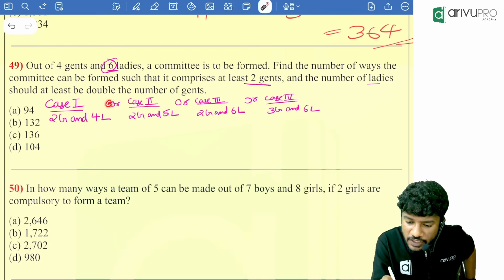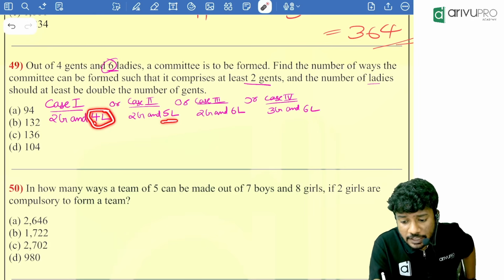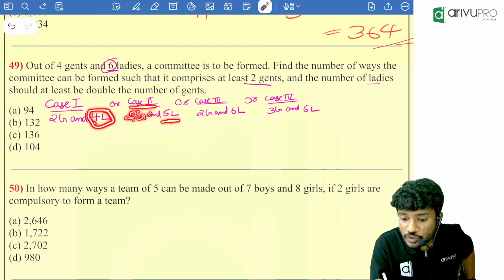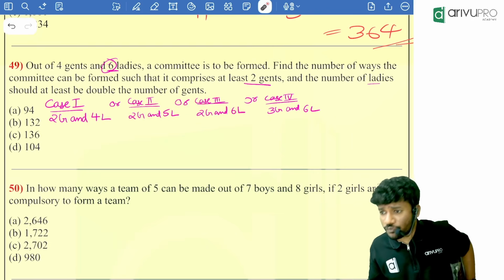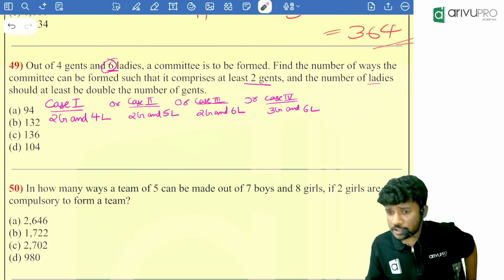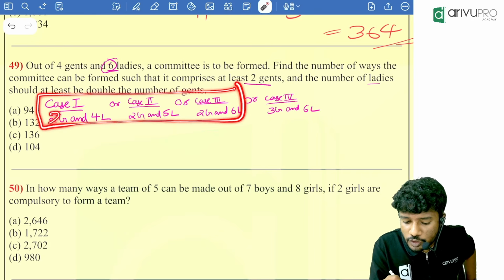Yes. Or second case, since it is at least double, I can also take five ladies, right? So that's why the second case is coming into the picture. Two gents and how many ladies? Five ladies. Or case 3, two gents and six ladies. Why six ladies? Because at least double was the condition. Double of two is four. So four is possible, five is possible, six is possible. That is the case with two gents.